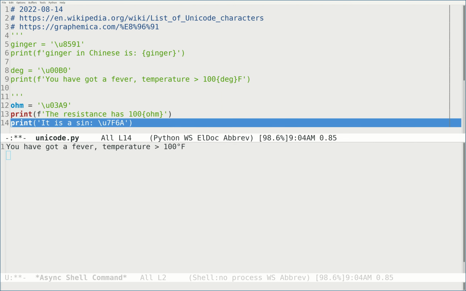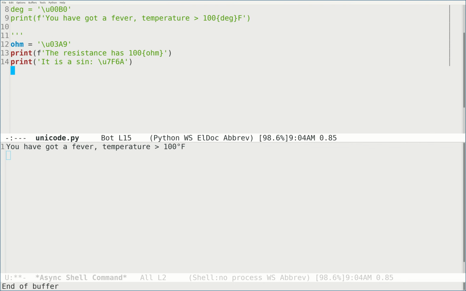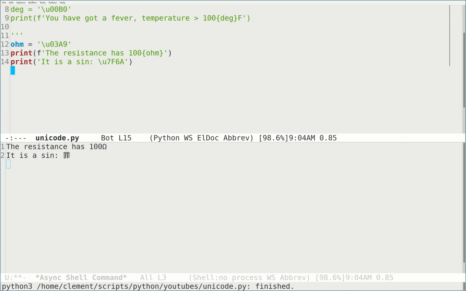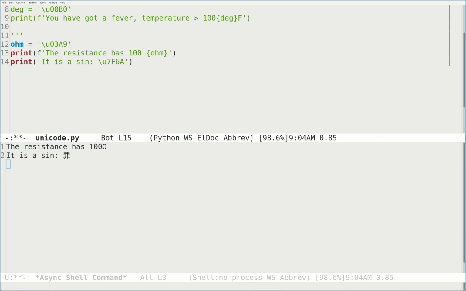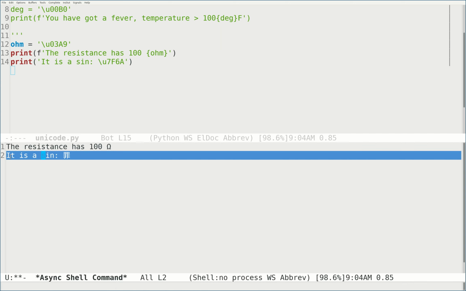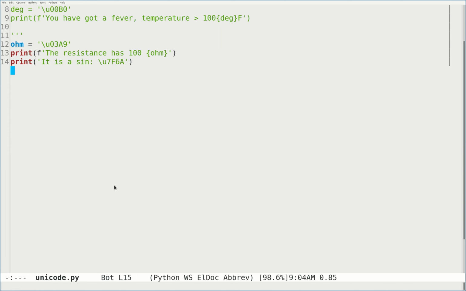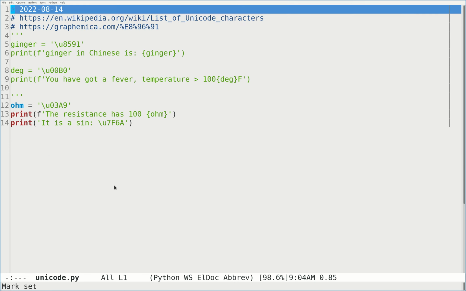Another Chinese character, a very complicated one, just for fun, it doesn't matter. The resistance of 100 ohm. I can make a little space here. The resistance 100 ohm is a sin. It's just for fun. No, it is not a sin actually. So that is the way of printing Unicode using Python.